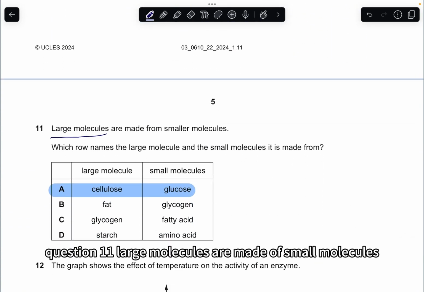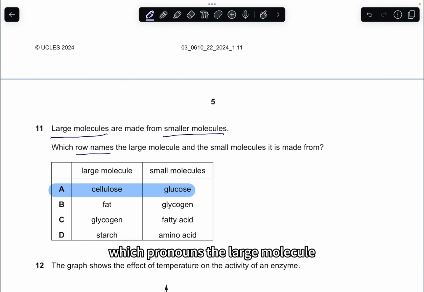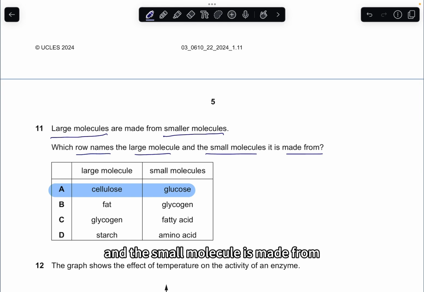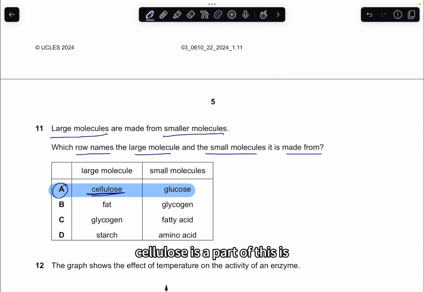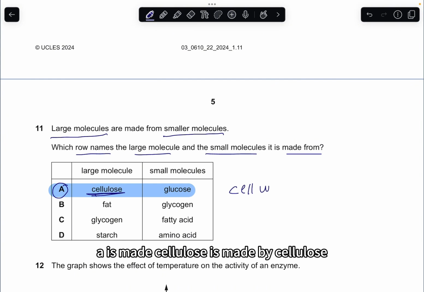Question 11. Large molecules are made of small molecules. Which row names the large molecule and the small molecule it is made from? So our answer is A. The large molecule is cellulose. Cellulose is a part of the cell wall, and cellulose is made of glucose.